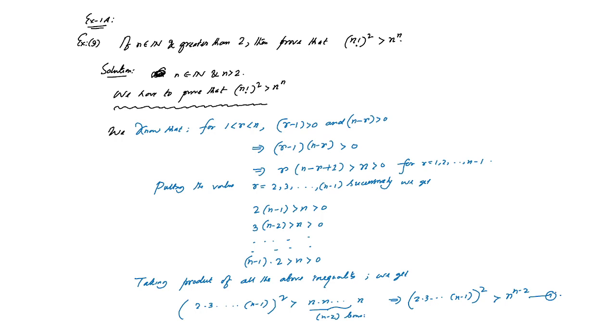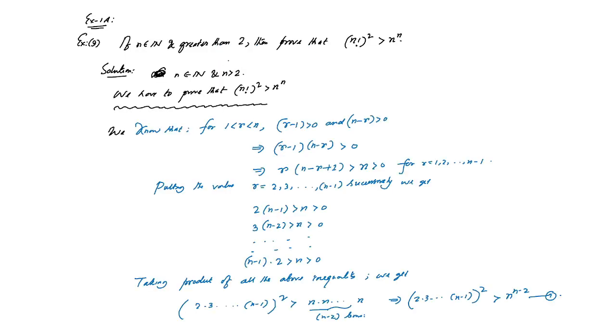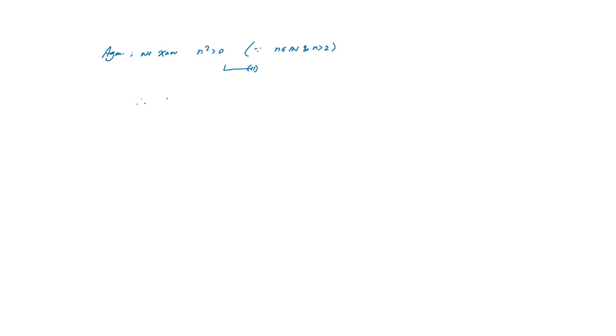Now again we know n^2 is also greater than 0. Why? Because n is a natural number and n is greater than 2. So now we multiply by n^2 on both sides of 1. So what will happen? (2·3···(n-1)·n)^2 is greater than n^n, which we can write as n factorial. So (n!)^2 is greater than n^n.